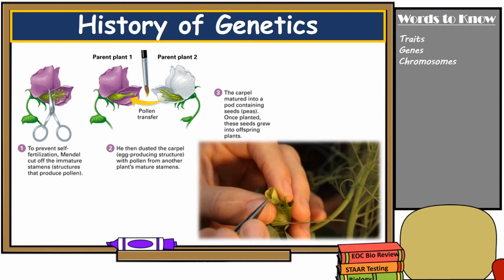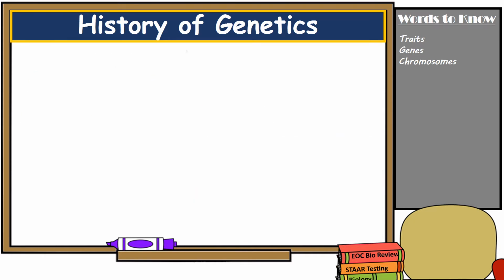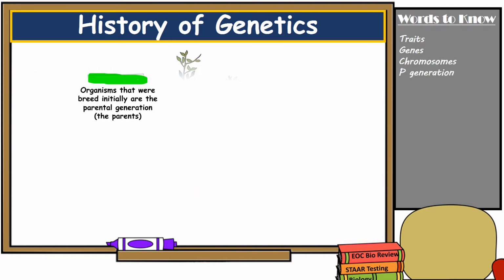But before we continue to look at Mendel's experimental findings, there are a couple of key words that you need to be familiar with. For instance, Mendel referred to the initial organisms that were bred as the parental generation, which is often abbreviated as P generation.